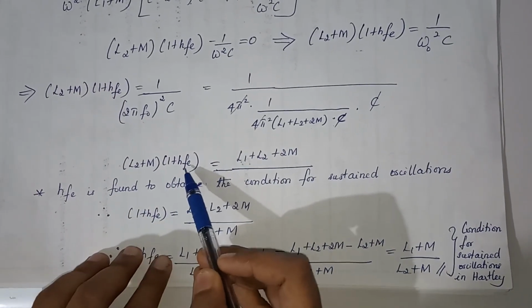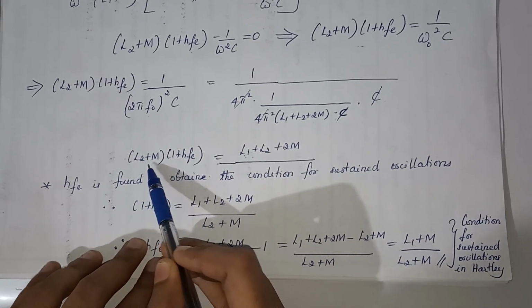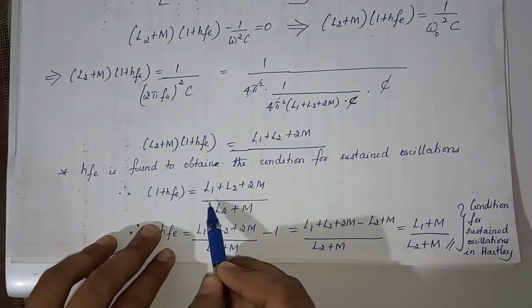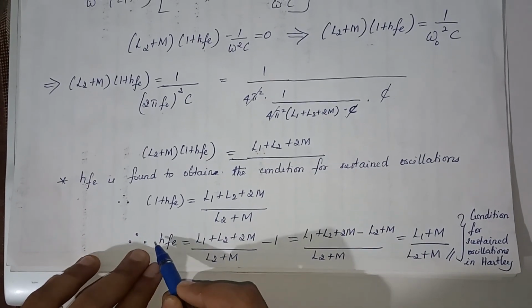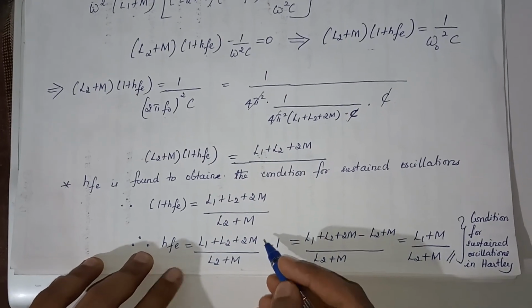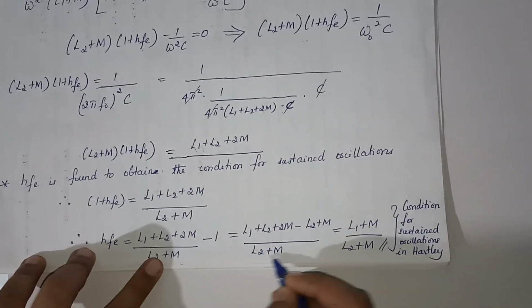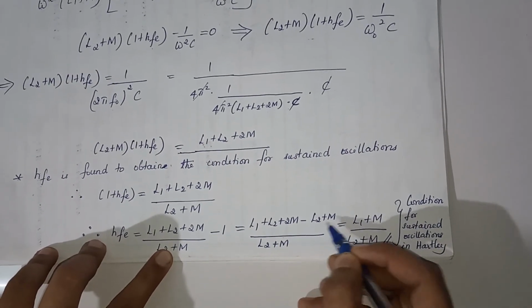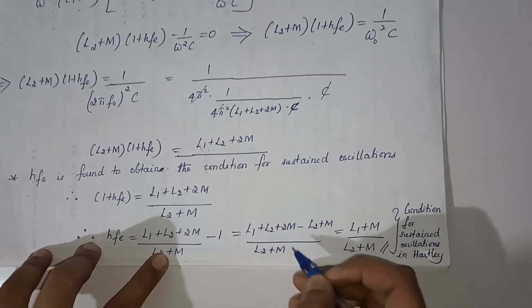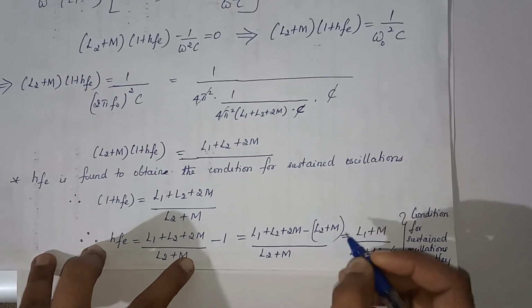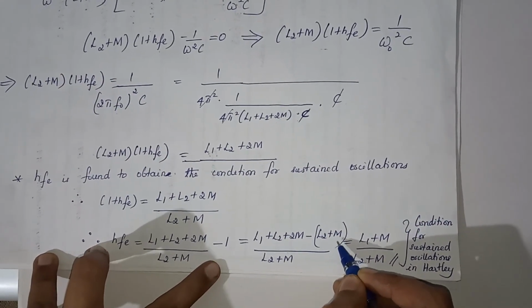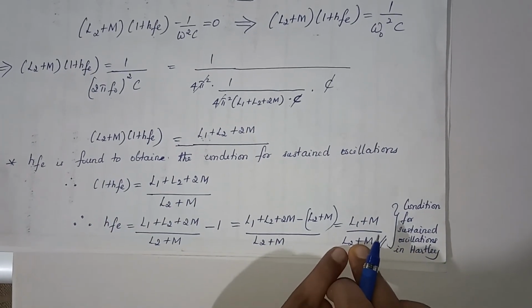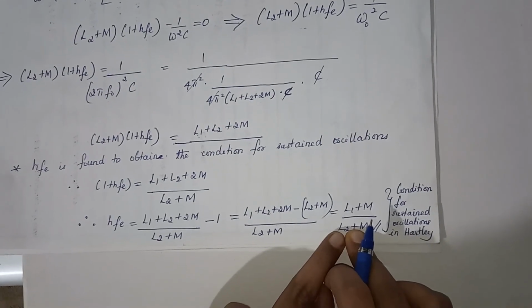Now rearranging this equation, we bring this term (L2 plus M) to the right hand side. So we'll be getting the equation as 1 plus HFE is equal to (L1 plus L2 plus 2M) divided by (L2 plus M). And we take this 1 also to the right hand side. So we'll be getting it as minus 1. So if we take the common LCM, we can see that we'll be getting the term in the numerator as (L1 plus L2 plus 2M) minus (L2 plus M). So this L2 and L2 will get cancelled. So this is a bracket, and 2M and M will get cancelled. So we'll be getting the answer as (L1 plus M) divided by (L2 plus M). So this is the solution for sustained oscillation in Hartley oscillator, and this is the value for HFE.